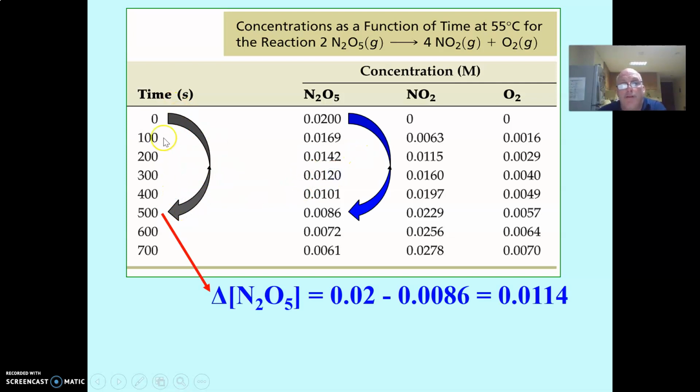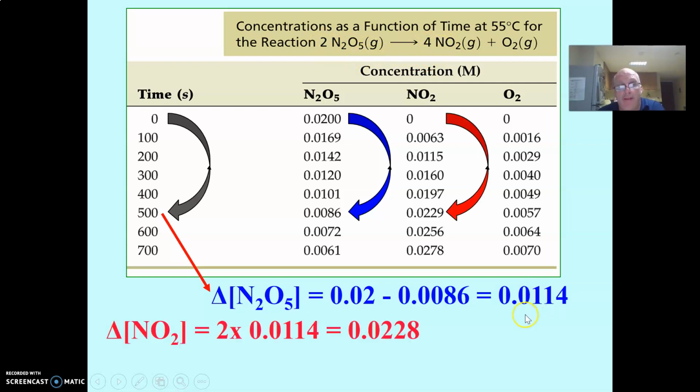Let's look here. In that 500-second interval, we've gone from 0.02 and we have decreased to 0.0086. If you then subtract this from this, here we are, you get this much. That's how much it's fallen. Now you can see the NO2, look at the ratio here. You can see that the NO2 should rise twice as much as that. And indeed, here we go, 2 times this gives us 0.0228. So we went from nothing, there we are, these are experimental figures, so it's not going to be perfect, but you can see it's risen by twice the amount that's fallen, okay?